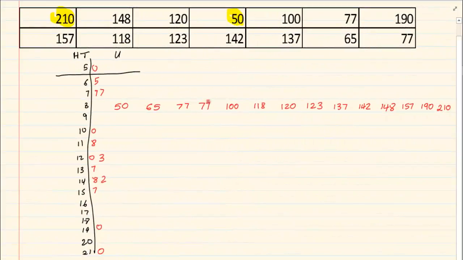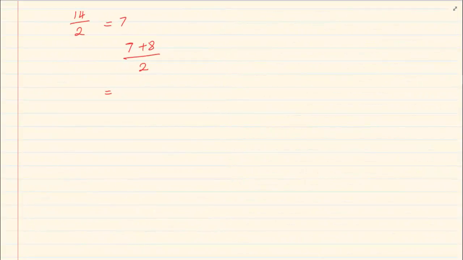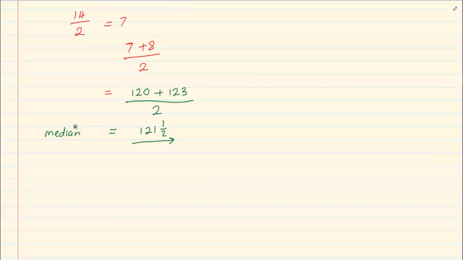Now what is the 7th term? 1, 2, 3, 4, 5, 6, 7. So the 7th term is 120. The 8th term is 123. So I'm going to say 120 plus 123, and I'm going to divide it by 2, which is equal to 121,5. So what is the median? The median is 121,5.